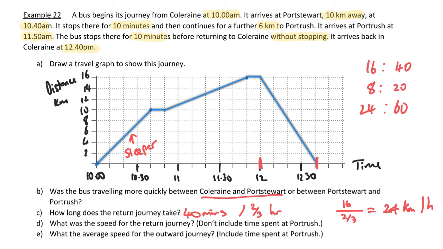What was the average speed for the outward journey? Well, the average speed, again, is distance over time. So that is 16 kilometres, and it starts at 10 and arrives in Portrush at 11:50. So that means it's 1 hour and 50 minutes, which is 1 hour and 5/6 of an hour, because 50 minutes is 5/6 of an hour. So if we do 16 divided by 1 and 5/6, we get 8.73 kilometres per hour to 2 decimal places.